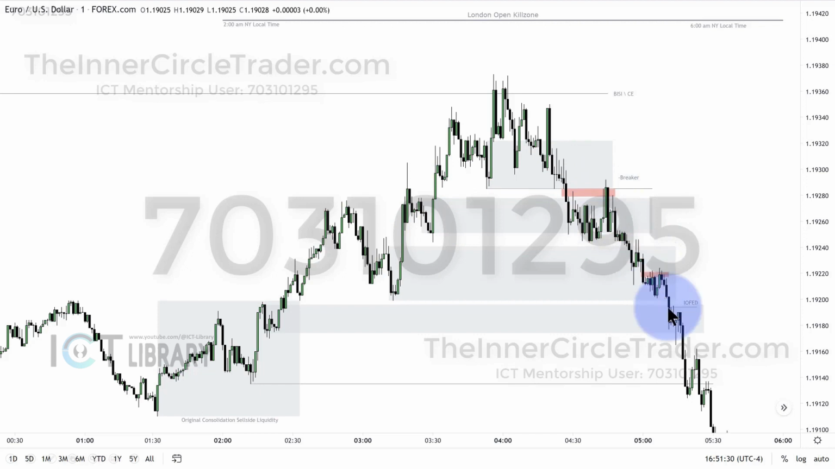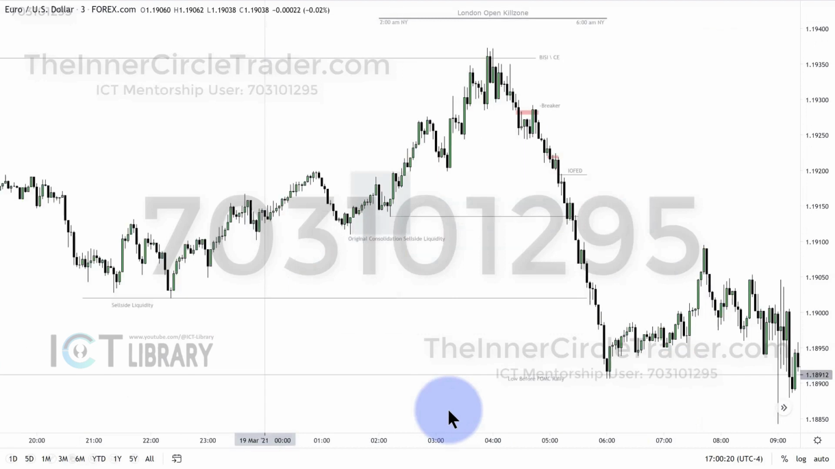Redistribution. Another level of redistribution, and attacking the original consolidation sell side liquidity. Now, we're going to take a step out from this and look at it on a 3-minute chart. Here's that original consolidation. Here's where those fair value gaps were on the 1-minute chart. See that? Looks slightly different.